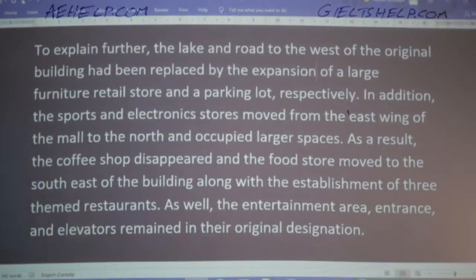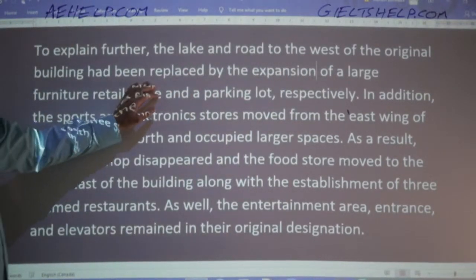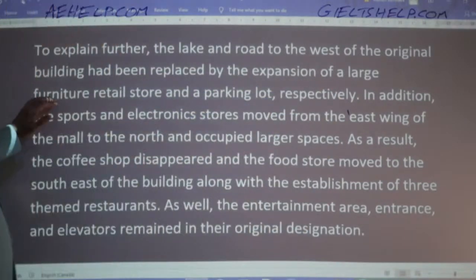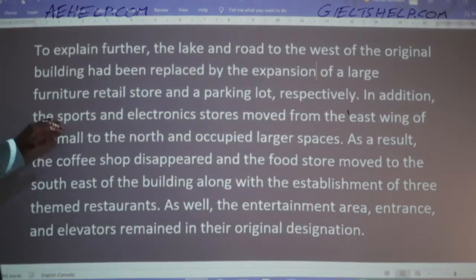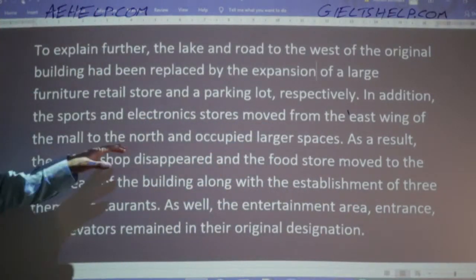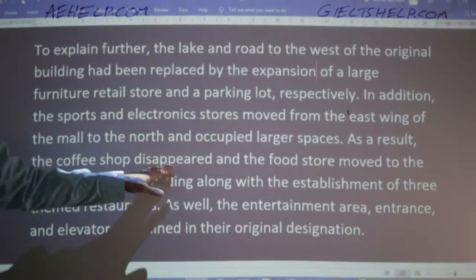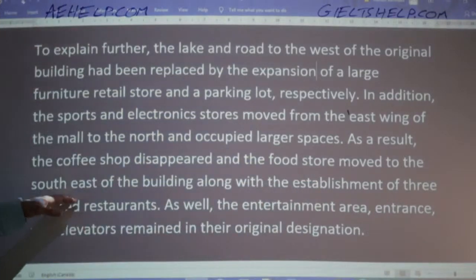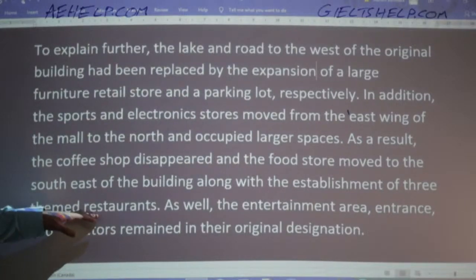Okay. Because really it's the expansion of the large furniture retail store. So to explain further, the lake and the road to the west of the original building had been replaced by the expansion of a large furniture retail store and a parking lot, respectively. In addition, the sports and electronics stores moved from the east wing of the mall to the north and occupied larger spaces. As a result, the coffee shop disappeared and the food store moved to the southeast of the building, along with the establishment of 3 themed restaurants.